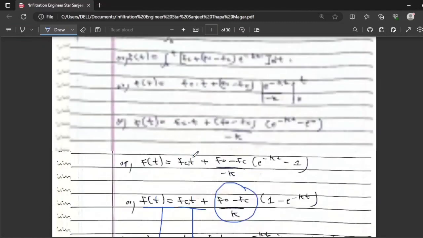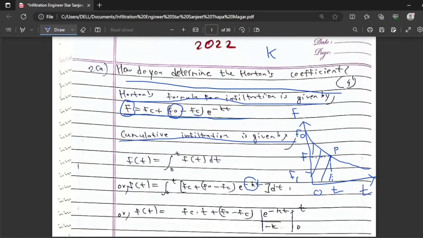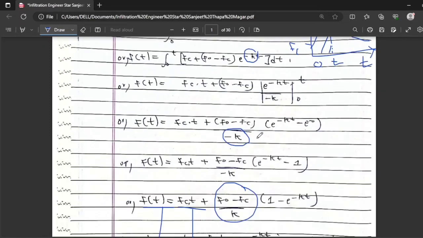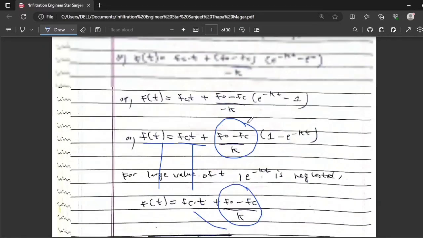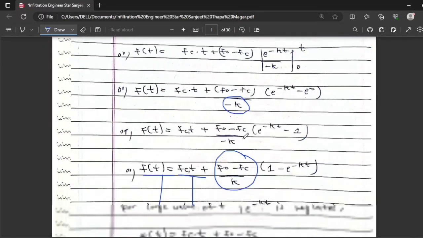So, how do you determine the Horton's coefficient? In this way, we can determine the Horton's coefficient, and this formula, this method, is asked in numericals also.